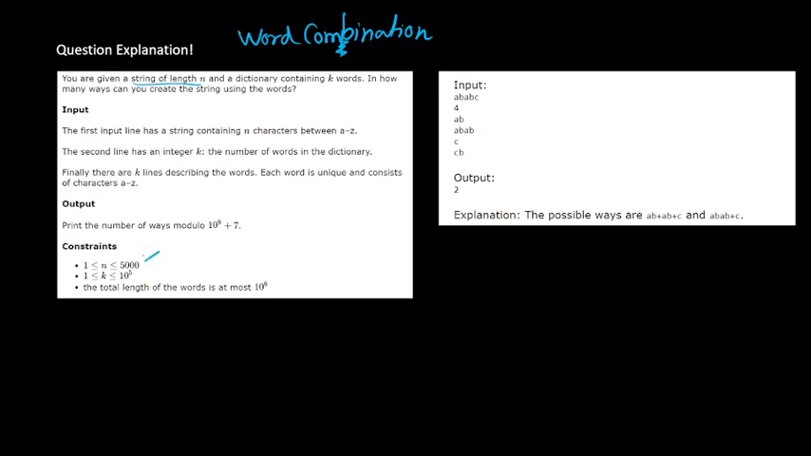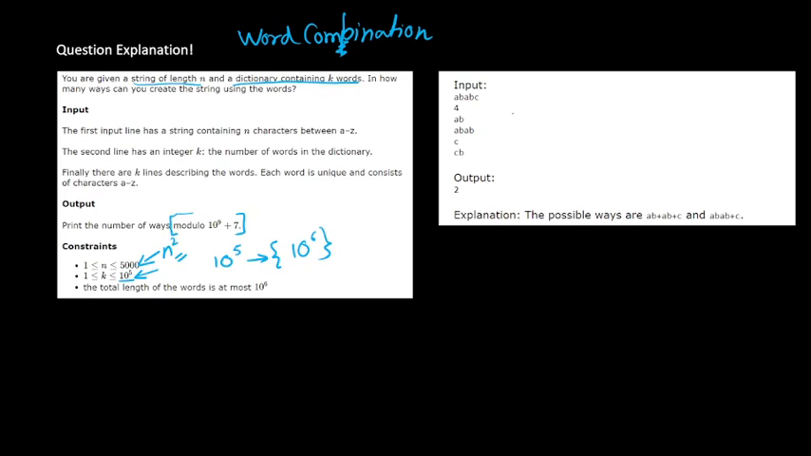Looking at the constraints, n is 5000 and the dictionary contains 10 raised to 5 words. But the total length of all of them is 10 raised to 6, so we can iterate over all these 10 raised to 5 strings. It won't give TLE. So this is the question, and we can see that an n square algorithm can work here, and we have to print the number of ways modulo 10 raised to 9 plus 7.